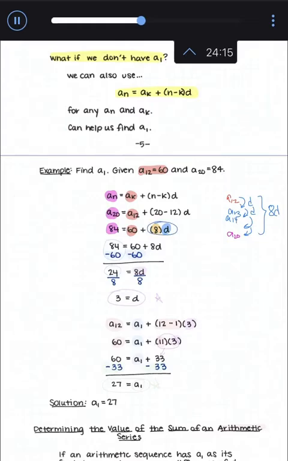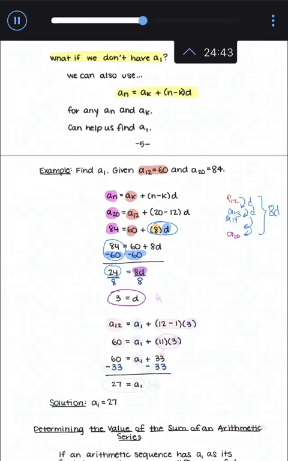Then you can solve it like a normal equation. Get the D by itself by subtracting the 60 from both sides. That will get you 84 minus 60 is 24. Then you've still got your 8D on the other side. Because you've got your 8D, you've got to divide both sides by 8, which will give you D equals 3.